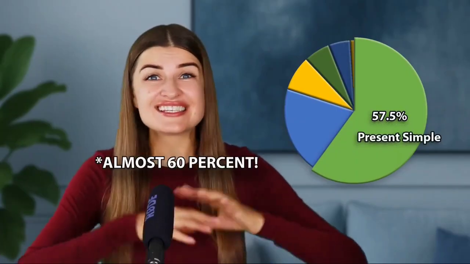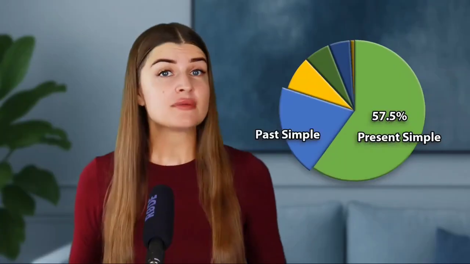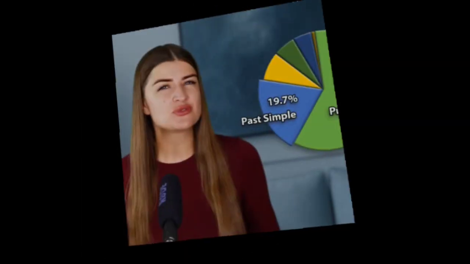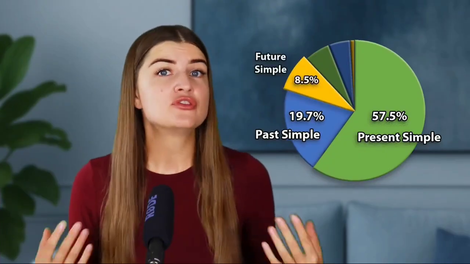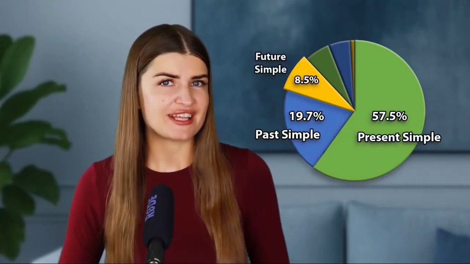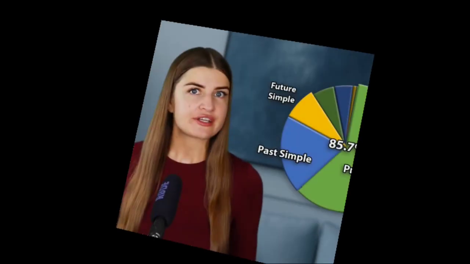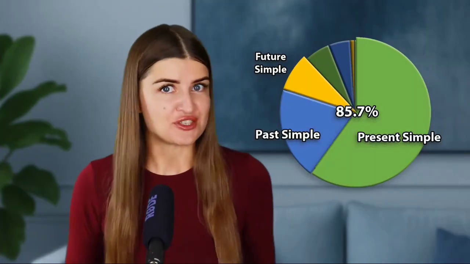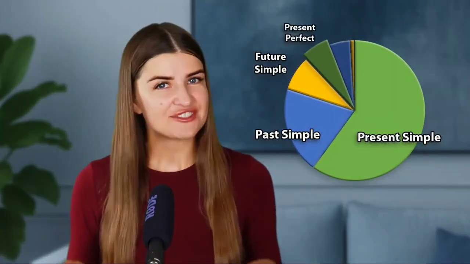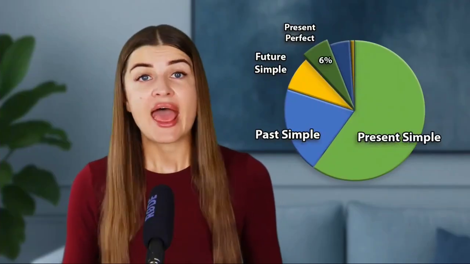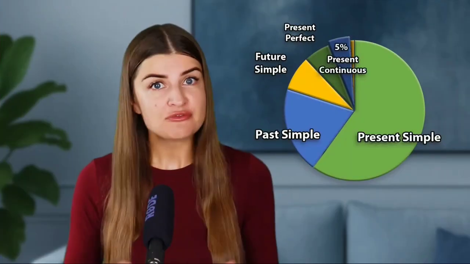And in the first place, by a huge amount, is present simple, used in almost 60% of all English. Next comes past simple, with close to 20%. Then we have future simple, making up around 8%. So just those 3 tenses alone cover nearly 88% of everyday English use. Pretty amazing, right? After that, we have present perfect simple at about 6% and present continuous at around 5%.